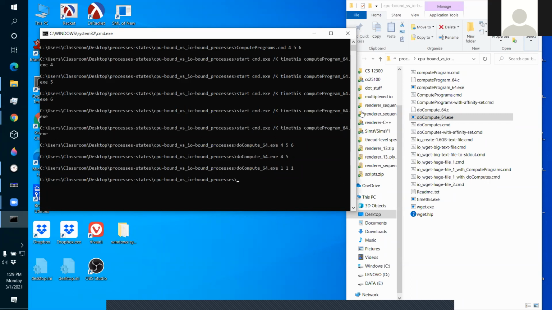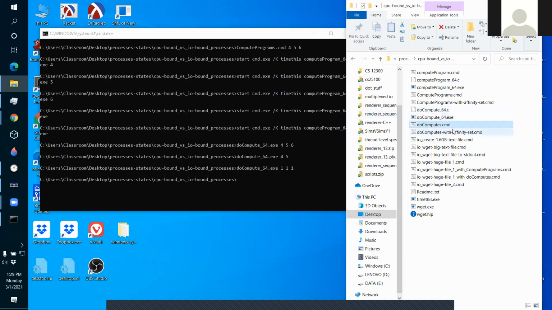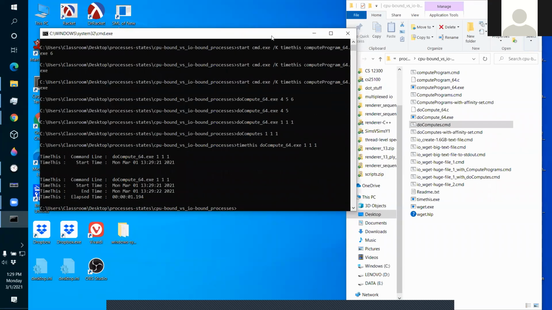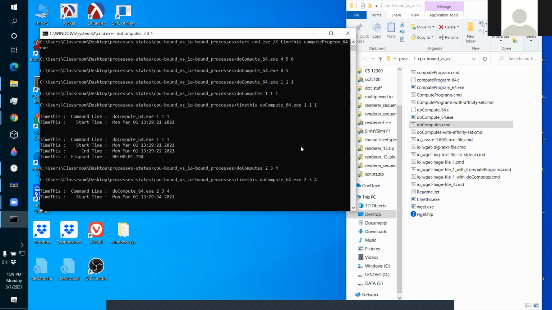If you want timing, then this shell script does the timing. So now 1-second job, 1-second job, 1-second job. The 3 1-second jobs popped up, and it took just over 1 second to run them. Okay, like run a 2-second job, a 3-second job, and a 4-second job.